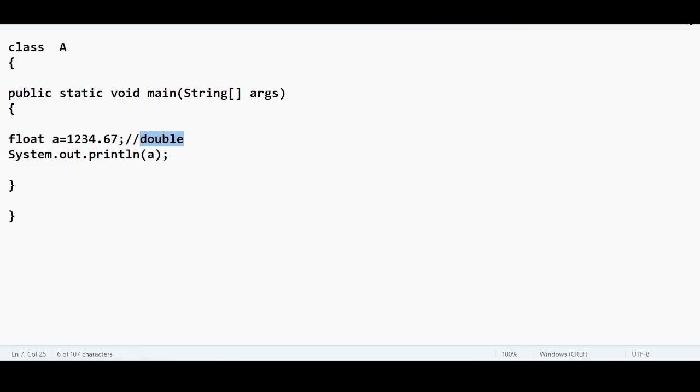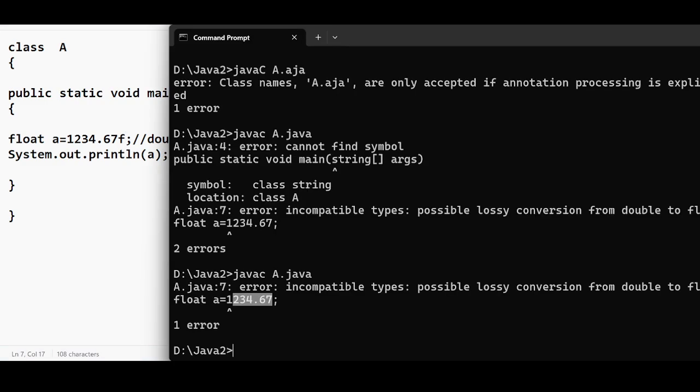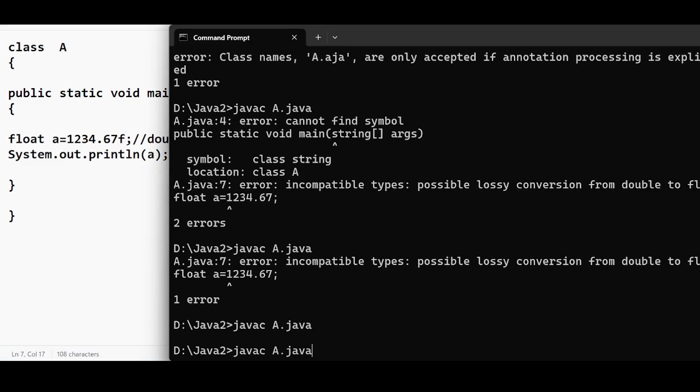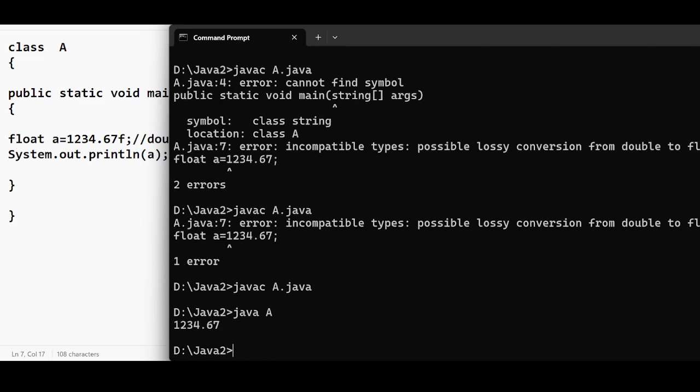How would you convey this message to the compiler, saying that this is not a double value, this is a float value, this is a floating point literal? Just by adding the suffix F. The moment you do this, there will be no issues with the compilation and no issues with the execution. java A. Compilation is successful and execution is successful.